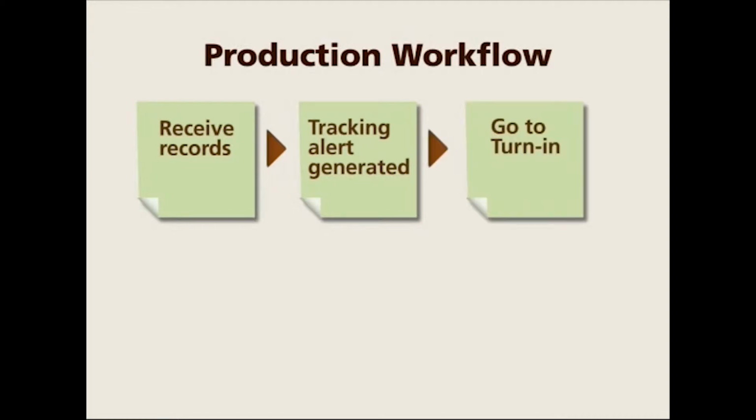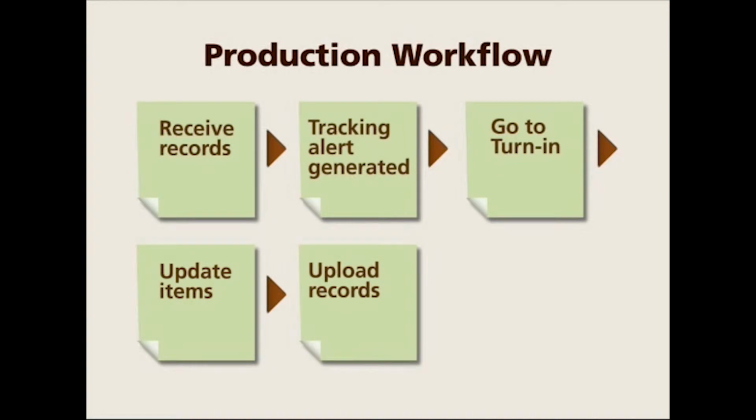And we'll be going to a function called turn in under the production menu. Then we'll do what's called updating items, entering the number of units or number of pages, because once the production finishes the pagination, we know how many pages, so that's updating items. Then we will upload those records. We'll most likely scan those into PDF files and we'll upload to the repository.